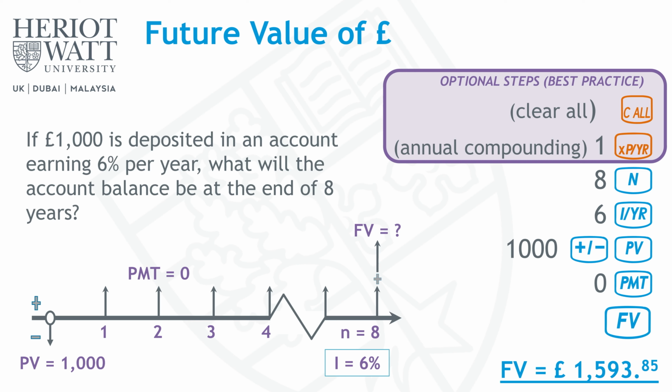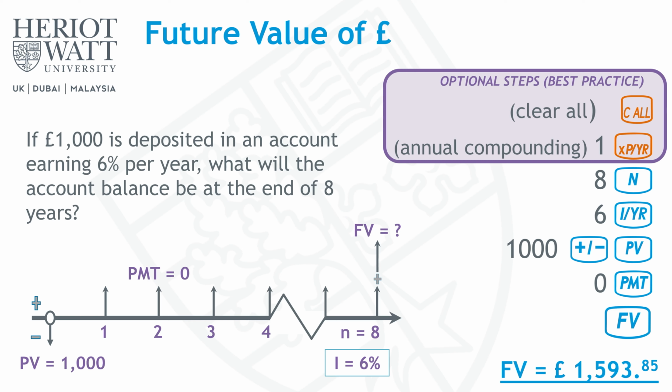So again, in this case, we know it's 8 years, which is 8 payments. We got 6% interest per year. We have 1,000 present value. But what you'll notice here is the plus minus sign. So you have to kind of think of this when you're in your cash book or your checkbook.